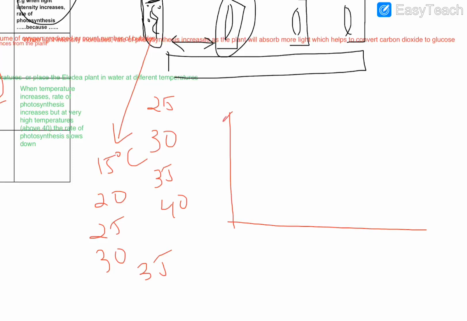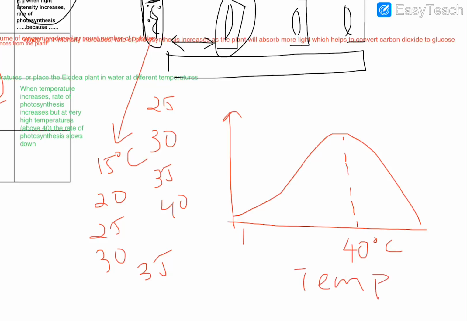So at low temperature, enzymes are inactive. As temperature increases, enzymes will become very active. And then above 40 degrees Celsius, let's say this is 40 degrees Celsius, we'll have temperature here. At very low temperature, it has very low activity. At 40, maximum activity, and then above 40, activity starts to decrease. So this is the same trend that is going to be observed in photosynthesis.